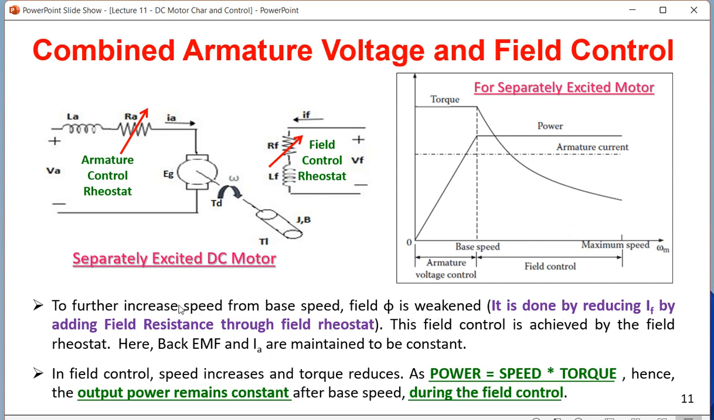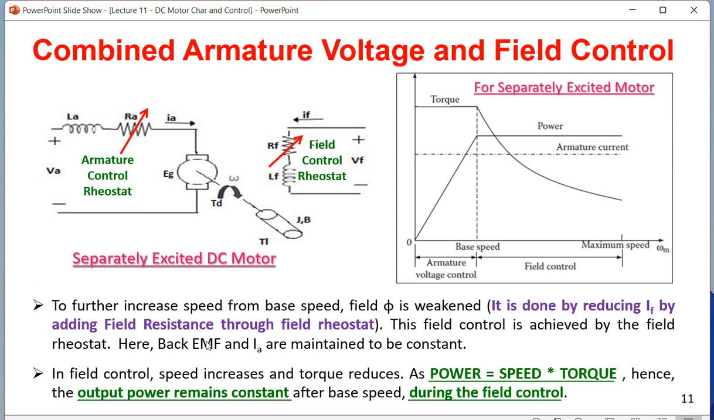If phi is getting weakened, the speed of the motor increases. So phi is weakened by reducing IF by adding resistance, that is very important. If you add resistance, the field resistance increases, phi gets weakened, IF gets weakened, and the speed of the motor will increase. This field control is achieved by the field rheostat. This is the field rheostat which helps us achieve the field control.